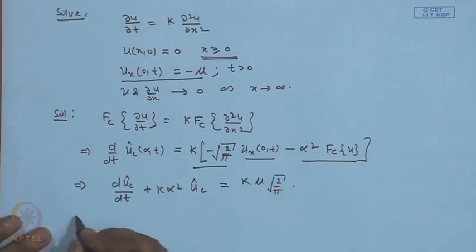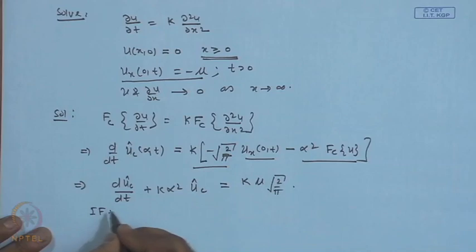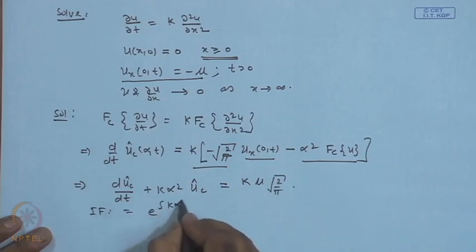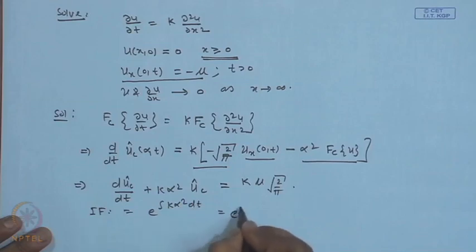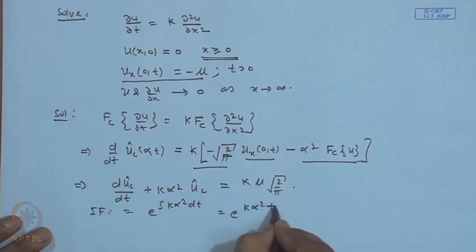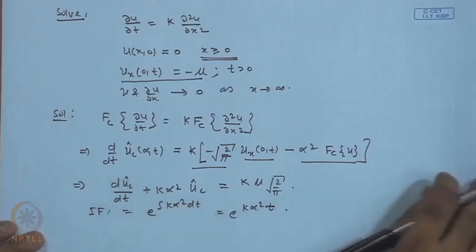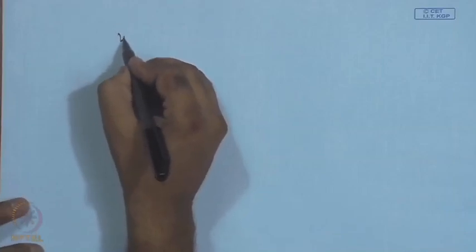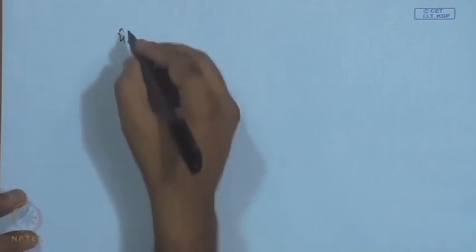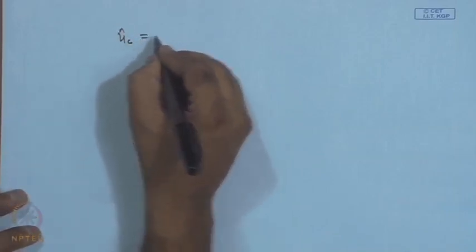Again we solve this linear equation. So, the integrating factor is e^(k alpha² t). So, we have e^(k alpha² t), and then we get the solution. I am writing this solution directly. That solution will be in terms of the u cosine transform.